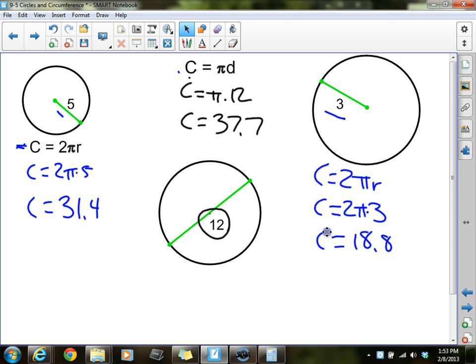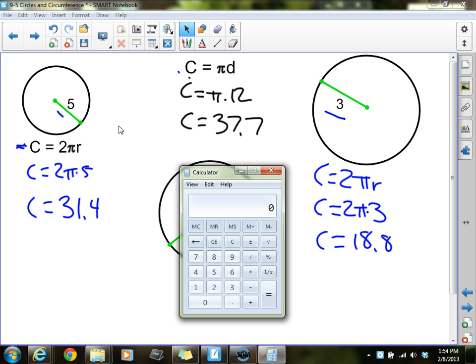And that is the basic idea tonight. That's how you use these formulas. All right, that is your lesson tonight. The main points I need you to remember are the terms chord, radius, and diameter, and then the formula: C equals pi times d, or circumference equals pi times the diameter, or you could also write it C equals 2 times pi times the radius.